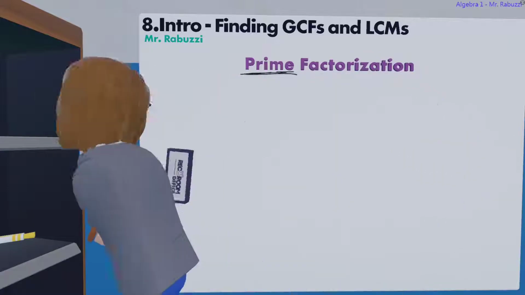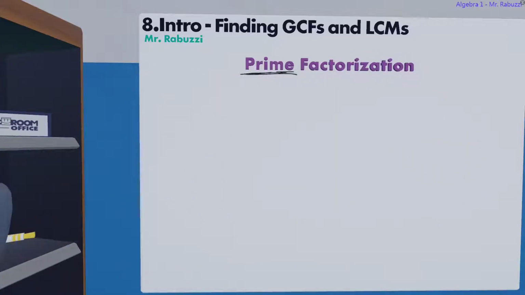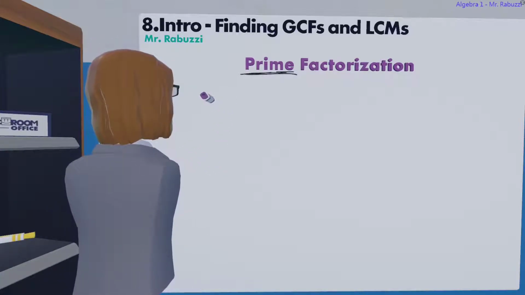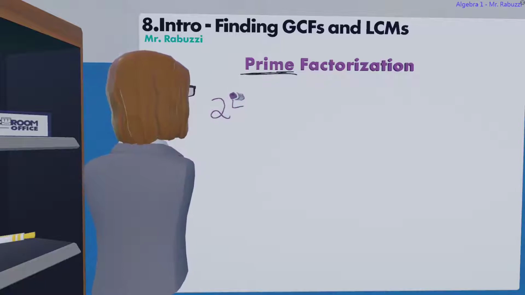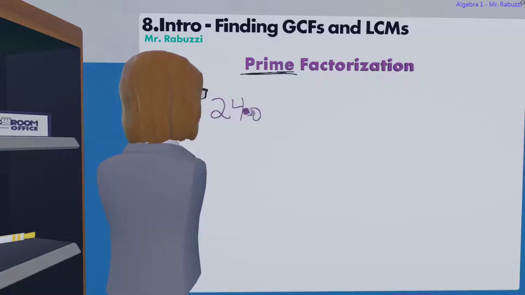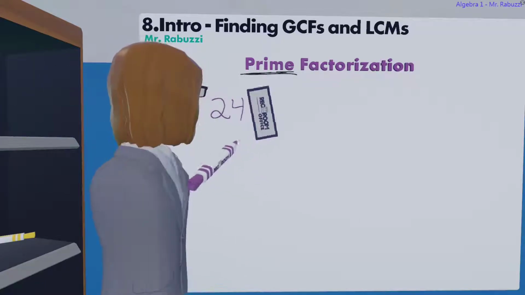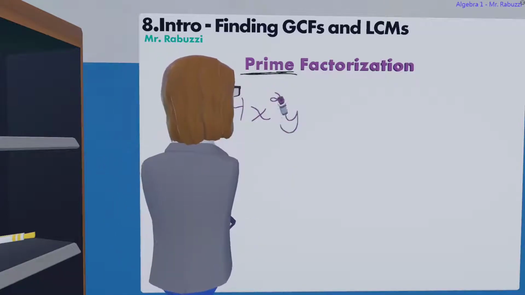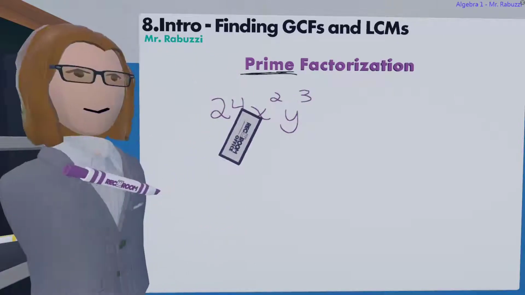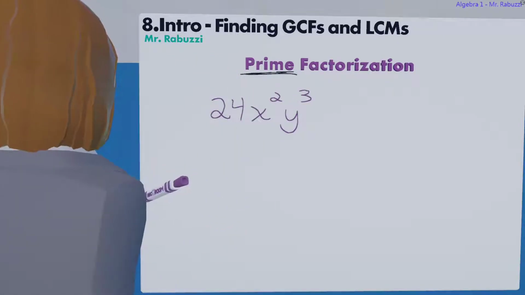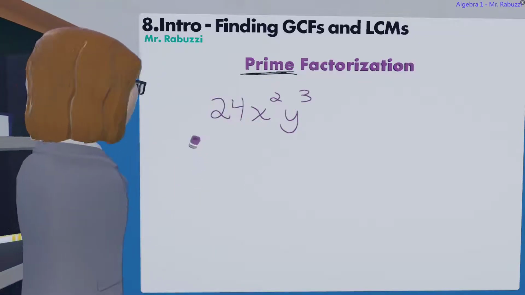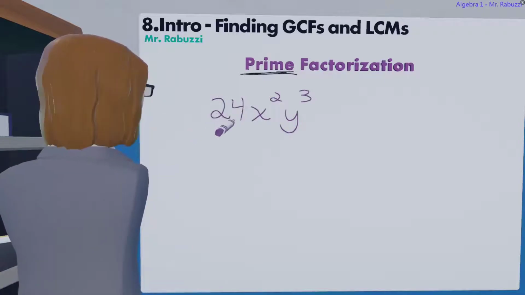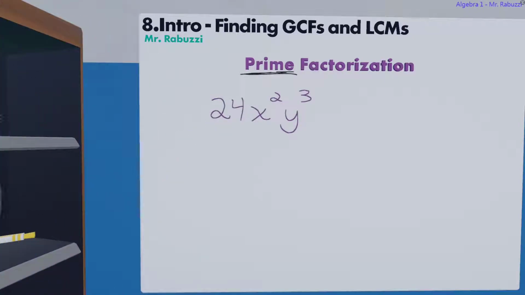Let's do one more real quick. This one, we're going to add a little Algebra 2 flair, right? Let's try 24x squared y to the third. So we did something a little bit like this in a warm-up a week ago, and that asked you to factor this out. So let's start with the 24. What are the factors of 24?